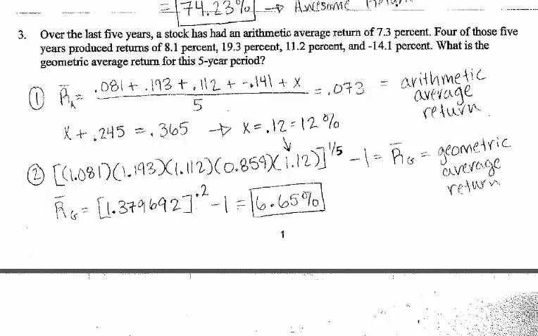And so what you've noticed here is that the geometric average return is less than the arithmetic average return. So these numbers are never going to be exactly the same unless all the returns are the same. If all the returns are the exact same, like they were all 12%, then you'd get the exact same answer. But the more volatility there is between these returns, the greater the difference is going to be between the arithmetic average and the geometric average.